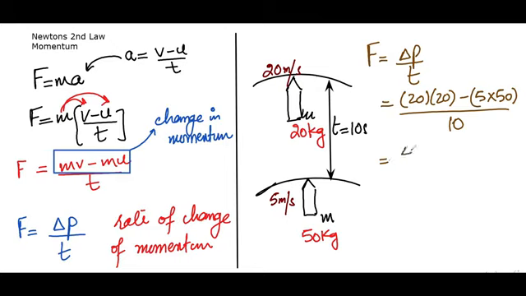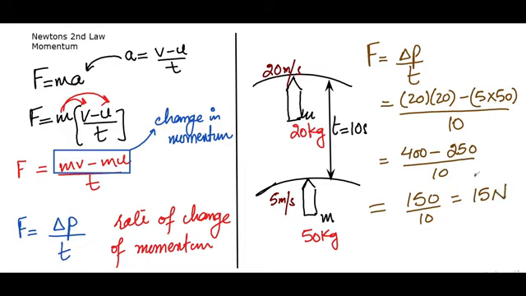So what we get is 400 minus 250, divided by 10. So what we are left with is 150 divided by 10. So we have an average force of 15 newtons.